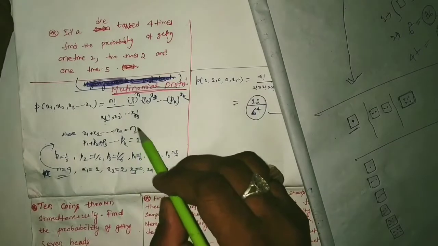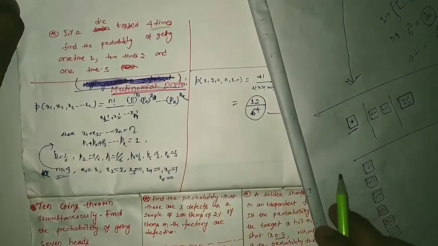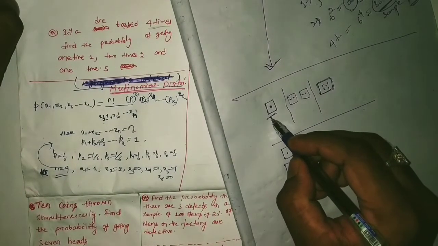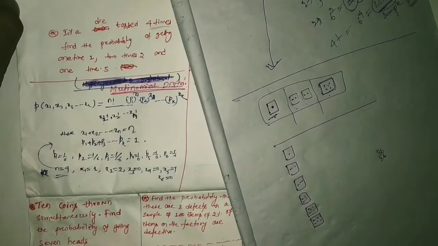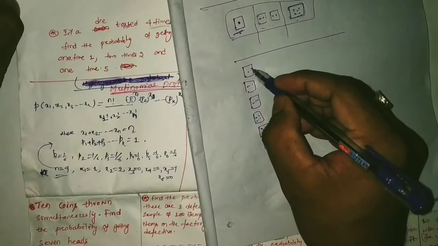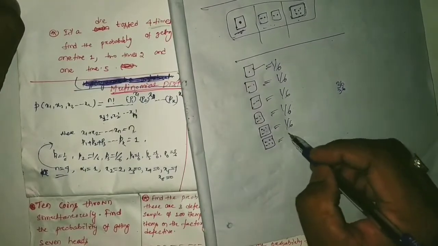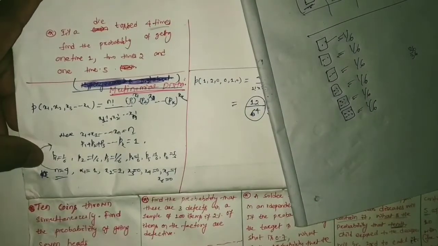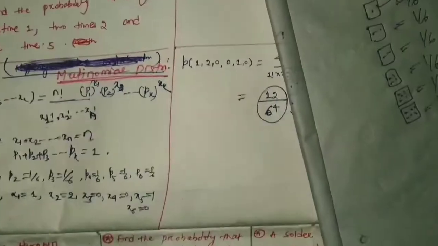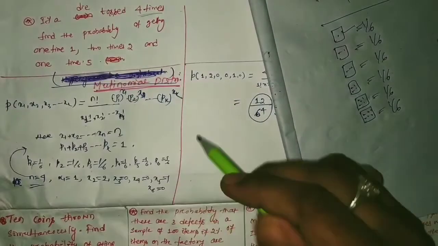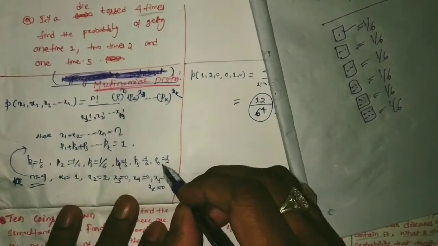n represents the number of trials. So here in this question, the number of trials is 4. As I told, we want the probability of getting 1 one time, 2 two times, and 5 one time. Whenever I toss a single die, the probability of getting 1 is 1 by 6, getting 2 is 1 by 6, getting 3, 4, 5, 6, each 1 by 6. So P1 equals 1 by 6, P2 is 1 by 6, P3 is the probability of getting 3, 1 by 6, P4 is 1 by 6, P5 is 1 by 6, P6 is also 1 by 6.